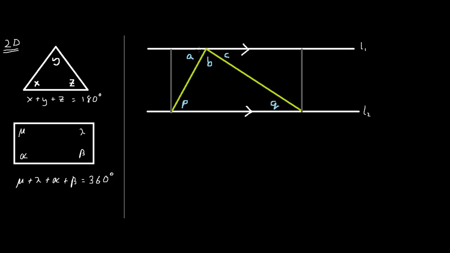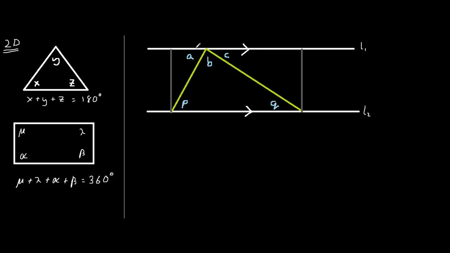Hello, in this video I'd like to show you why angle A is equal to angle P and why angle C is equal to angle Q. Before we get started we need to know a couple of things: all the angles inside a two-dimensional triangle add up to 180 degrees, and all the angles inside a two-dimensional rectangle or square add up to 360 degrees.